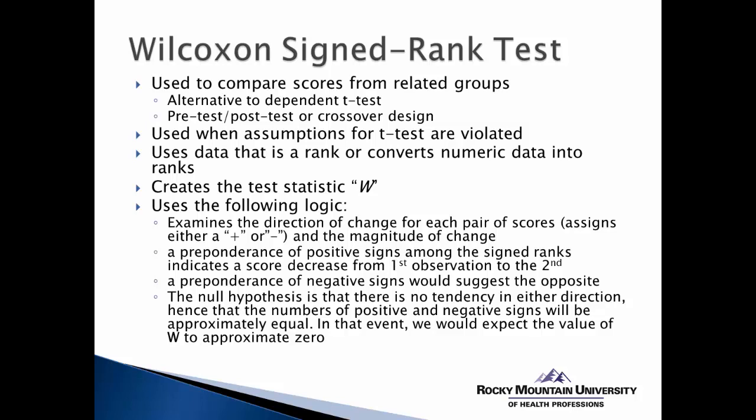So the null hypothesis then is that there is no tendency in either direction. The numbers of positive and negative signs will be approximately equal, and the magnitudes will be approximately equal as well. And so when that happens, we expect to have a value of W to be around 0. And so we would be able to accept the null hypothesis and say that there is no difference between time point 1 and time point 2. So that is the basic logic behind the signed rank test. So now let's go ahead to the calculator and we'll see how this will actually work.